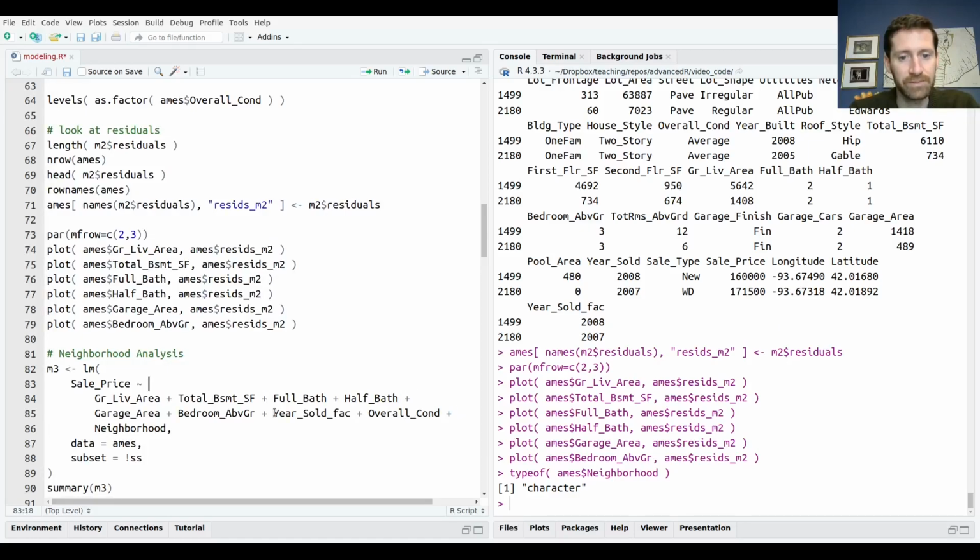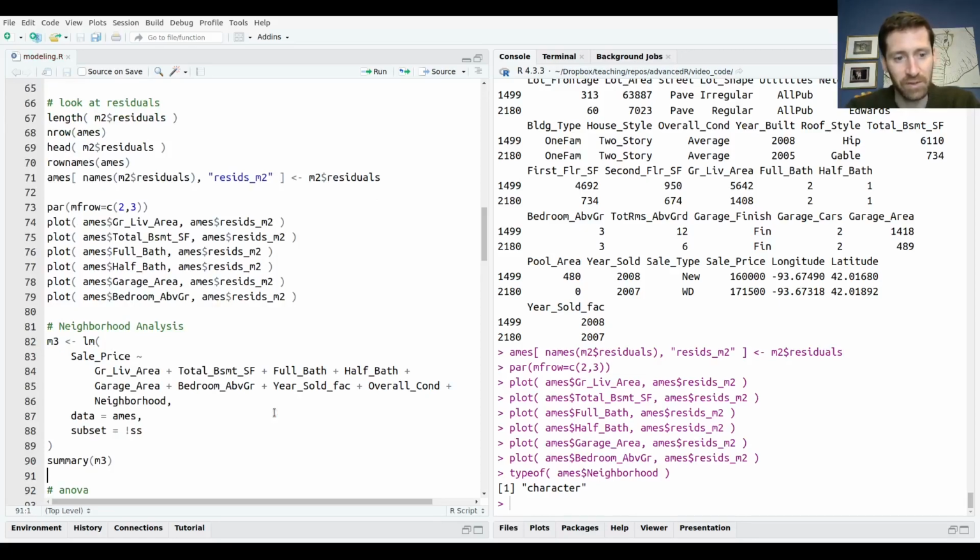The fact that it converts characters to factors and deals with them very gracefully is one of the really, really nice features of R. Basically, I don't have to do anything special for that variable. It just knows to treat it as a factor. It knows to create a design matrix with dummy variables. It knows that if you include all the levels as dummy variables, the design matrix is not going to be full rank, and it knows to remove one of the columns. So it knows all that stuff, and it knows how to fix it. This is one of the really nice features of R.